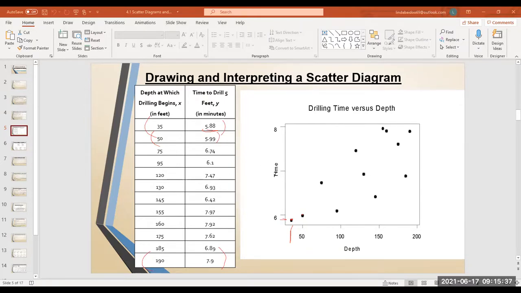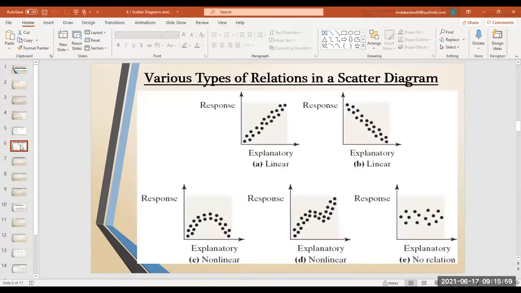Then after drawing your scatter diagram, you just write a title here to show that this was drilling time versus depth. So y is your drilling time versus the depth, and that is it. x goes on the horizontal, y goes on the vertical. That is how we draw a scatter diagram, which is so easy to draw.